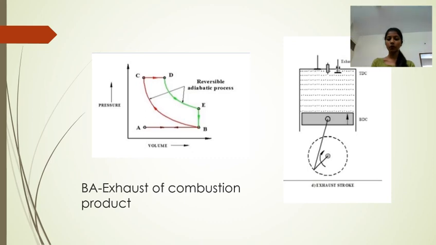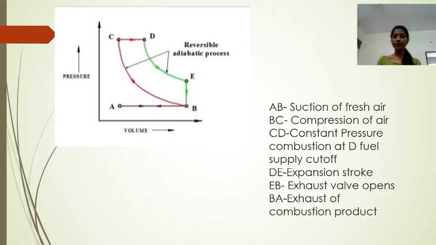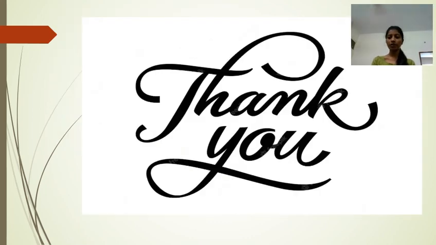This is how the exhaust stroke works, and the graph is plotted between volume and pressure. Here BA is known as the exhaust of combustion products. In this graph, AB is the suction of air, BC is the compression of air, CD is constant pressure combustion, at D the fuel supply is cut off, DE is the expansion stroke, EB is the exhaust valve opening, and BA is the exhaust of combustion products. I hope you understood the four-stroke diesel engine.